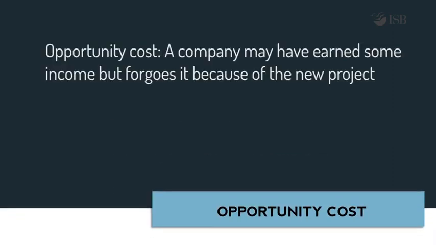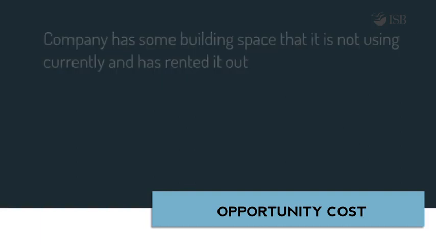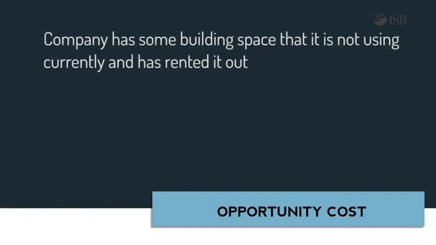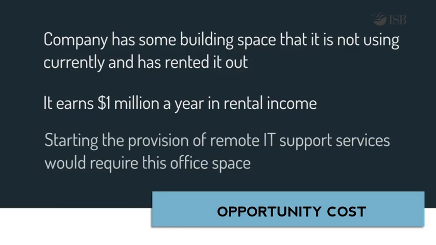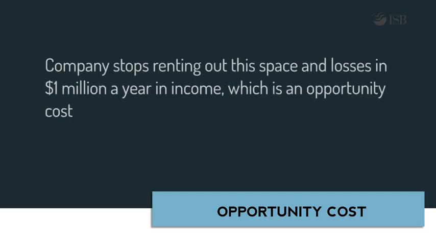Another relevant cash flow is opportunity costs that a company may incur from taking on a new project. The company may have earned some income but forgoes it because of the new project. Let's go back to our example on the company providing remote IT support services. It may have some building space that it is not using currently and has rented it out. Let's say that the company earns $1 million a year as rental income from this excess office space. Starting the provision of remote IT support services would require this additional office space. This means that the company would have to stop renting out the extra office space and start using it for its own purposes, which means a loss of $1 million in annual rental income.